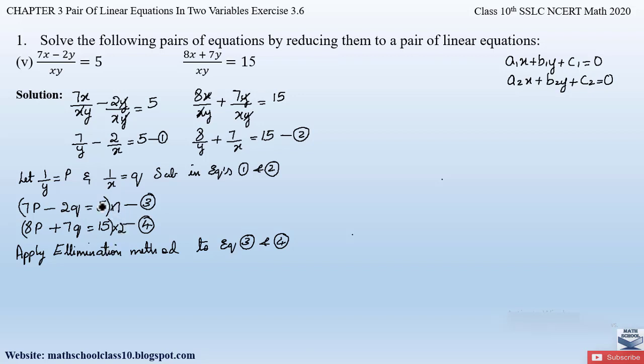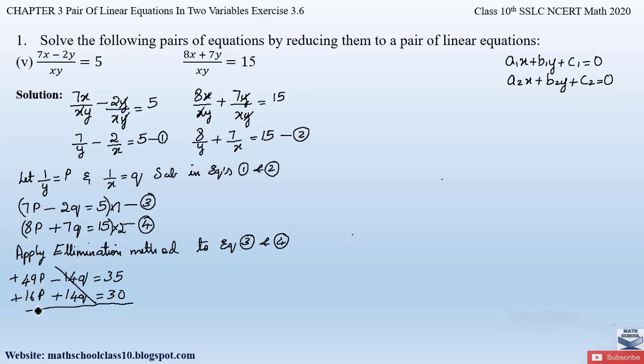Okay, so multiplying by 7, you get 49p minus 7 into 2 is 14q equal to 5 sevens are 35. Similarly, multiplying the fourth equation with 2, you get 8 into 2 is 16p plus 7 into 2 is 14q equal to 15 into 2 is 30. So here we have plus 14q and minus 14q. The q variable will get eliminated directly, and we have plus 49p and plus 16p.